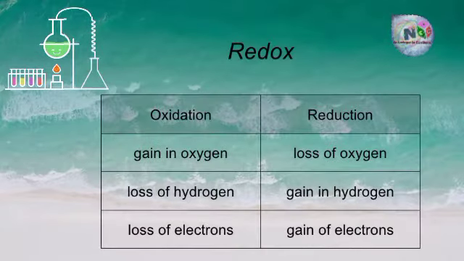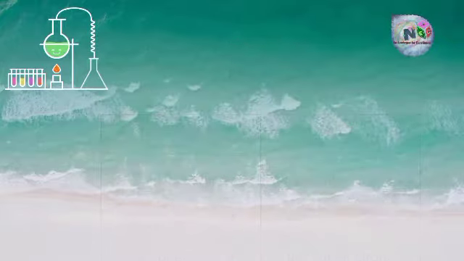Now let's summarize the redox reaction. It is a combination of oxidation and reduction reactions. The gain of oxygen or the loss of hydrogen is called oxidation, while reduction is loss of oxygen and gain of hydrogen. In terms of electrons, which is very important, loss of electron is always known as oxidation reaction, while the gain of electron is always known as reduction reaction.